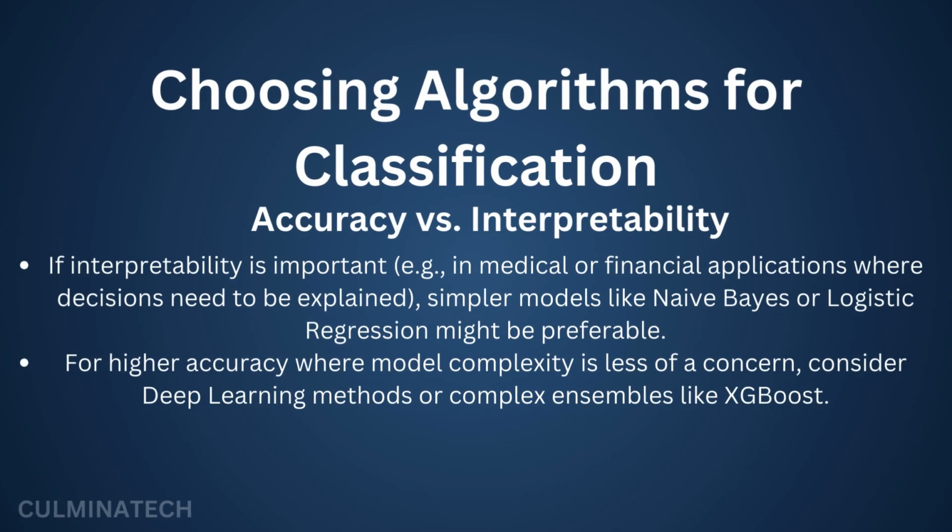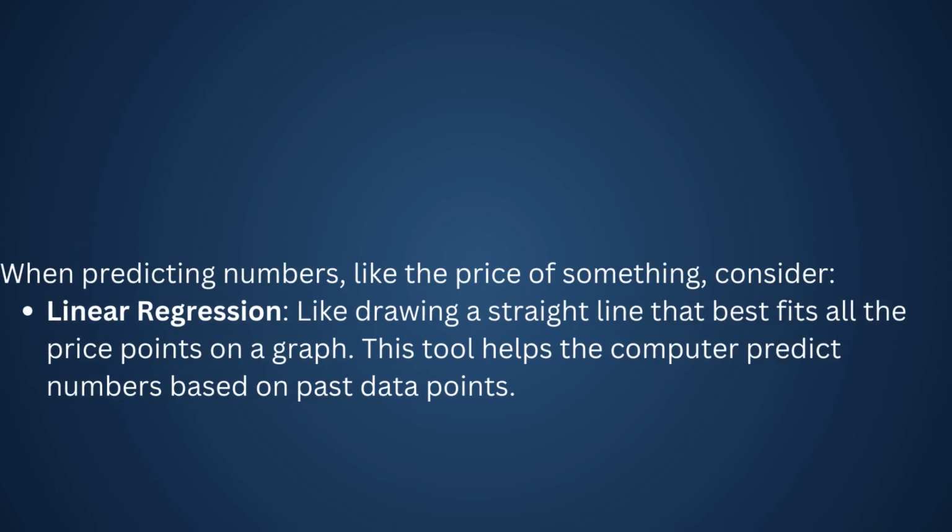If you're looking at accuracy, you weigh accuracy versus interpretability. If you want to be able to interpret, so maybe decisions will need to be explained when the machine makes a choice, you can use simpler models like naive Bayes or logistic regression because they're very interpretable. They can explain something to the user. Then we have high accuracy. So remember, XGBoost is one, where model complexity is less of a concern as well.